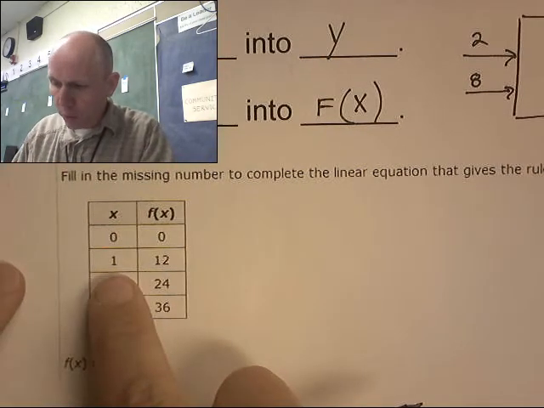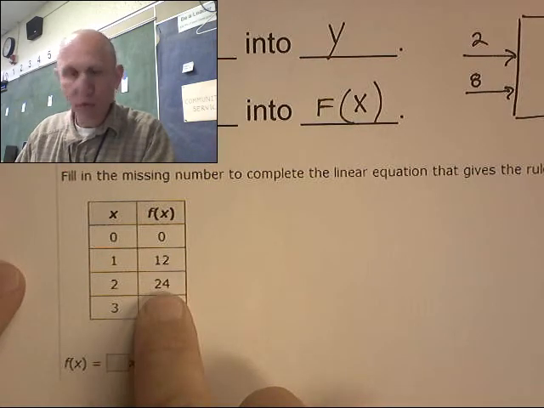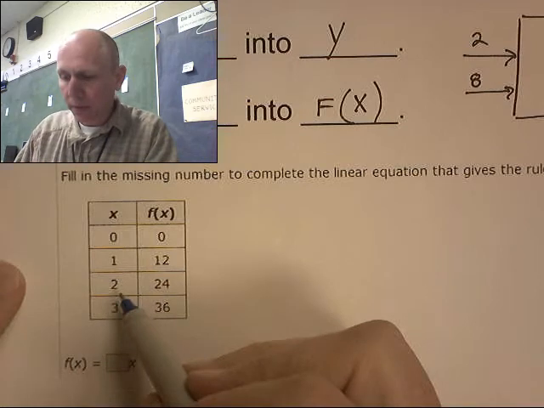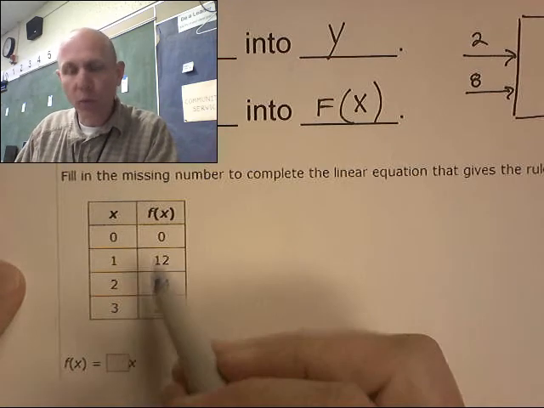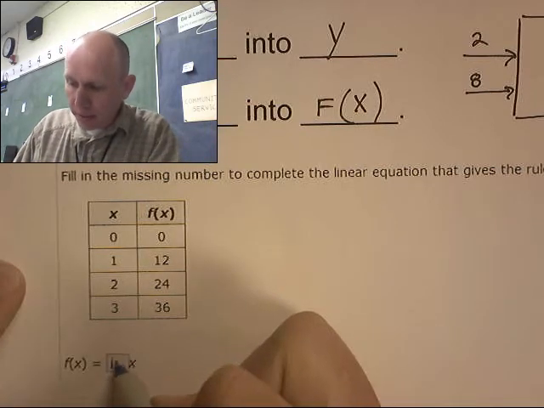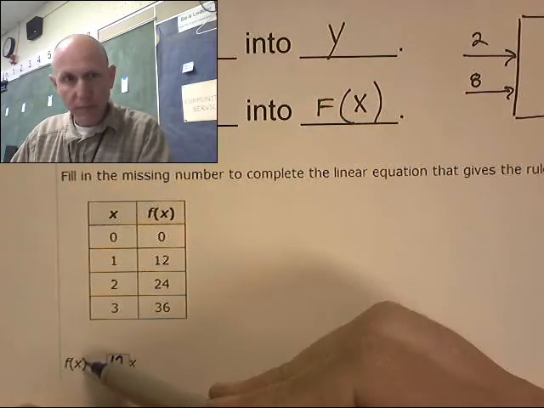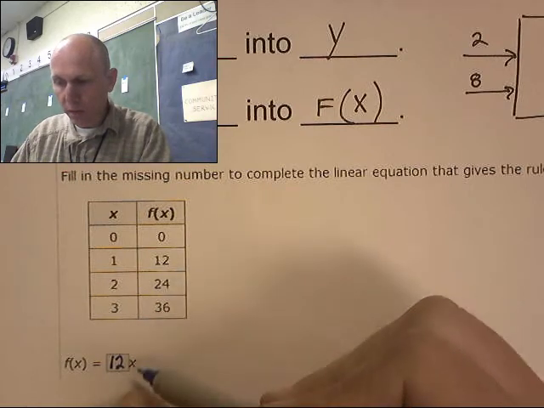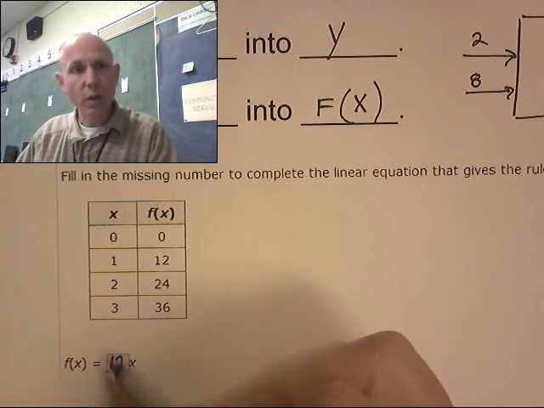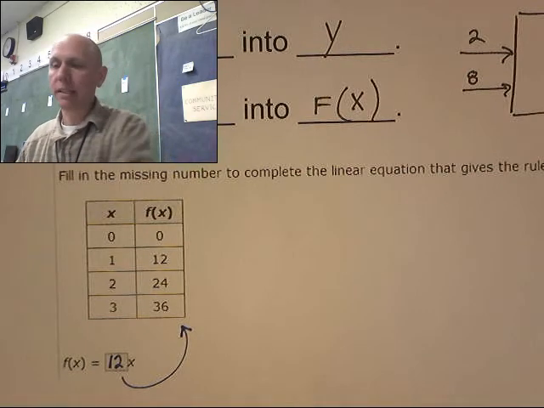What's going on here? I put in a 1 and out comes a 12. I put in a 2 and out comes a 24. I put in a 3 and out comes a 36. What's happening? Well, 2 times 12 is 24. 3 times 12 is 36. So this is 12x, because if I put in a 0, out comes a 0. If I put in a 1, out comes a 12. If I put in a 2, out comes a 24. If I put in a 3, out comes a 36. So this is 12x. This is the function that makes that table exist or happen.